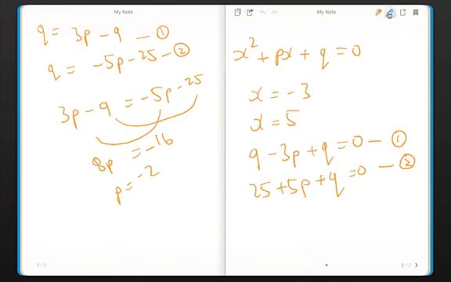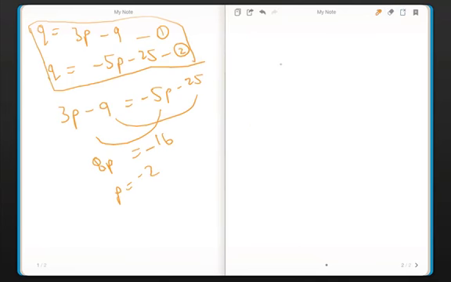Now if we clear the page over here, we can substitute minus 2 in one of the two equations we have over here, and we can find q. So q is equal to minus 2 into 3 minus 9, which is equal to minus 6 minus 9, which is equal to minus 15. So we have q equal to minus 15 and p equal to minus 2.